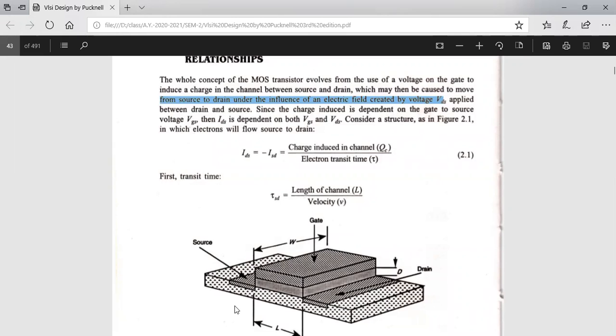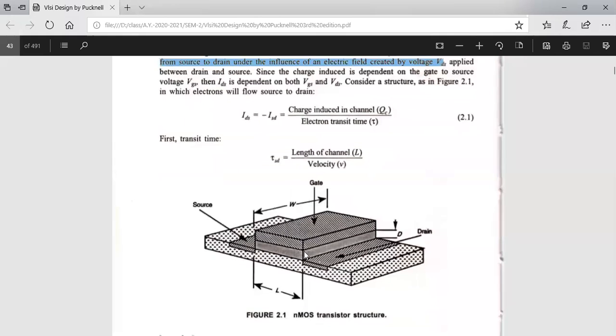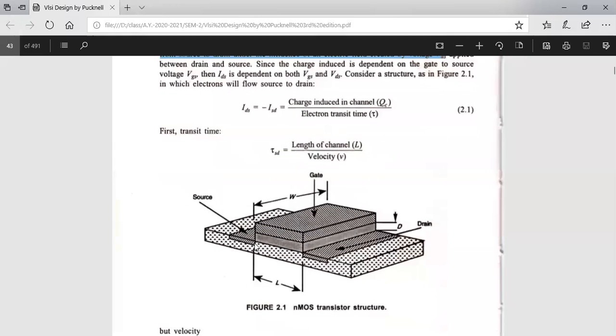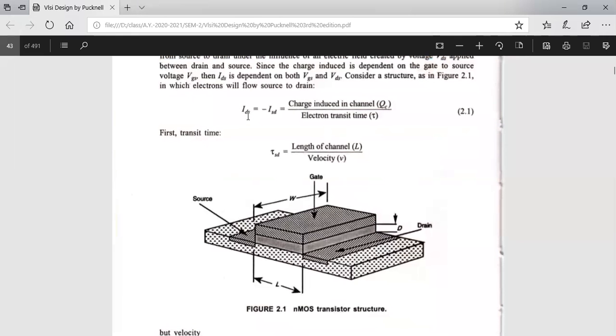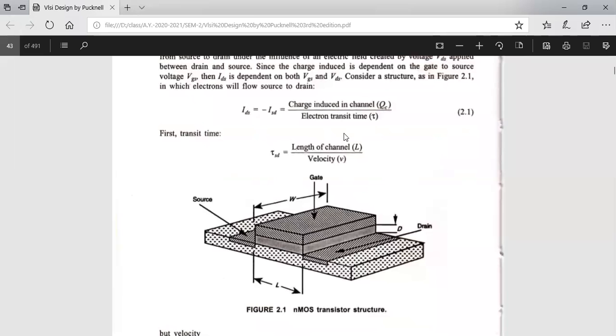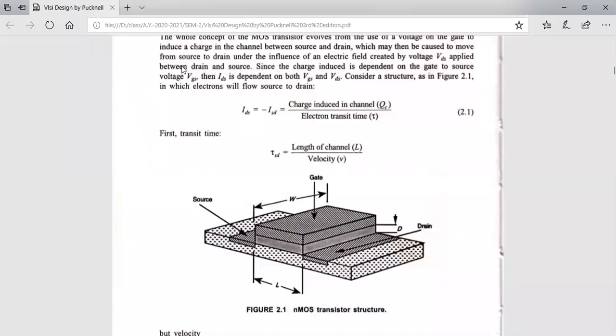That means we are having some voltage difference between the drain and the source. Automatically, there is some voltage difference between drain and source. That means the electrons are generally moving from source to the drain, so the current will be moving from the source to the drain. So I indicate that with IDS.